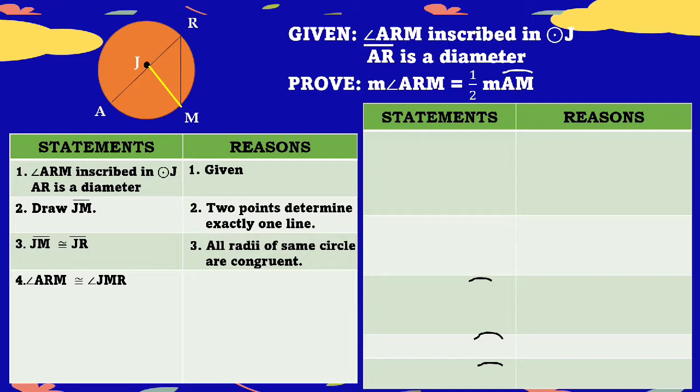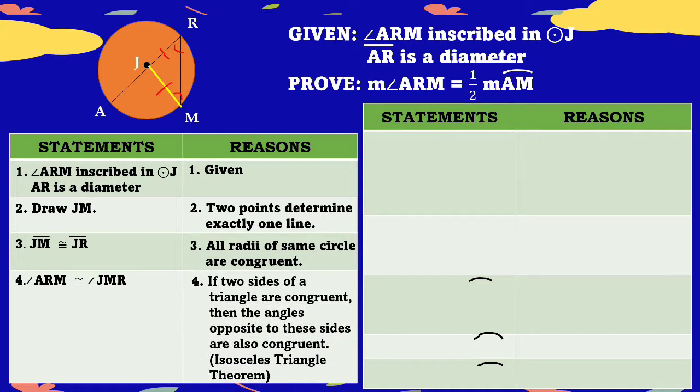According to the isosceles triangle theorem, if two sides of a triangle are congruent, then the angles opposite to these sides are also congruent. In the third statement, segment JM is congruent to segment JR. Segment JM is opposite to angle ARM, and segment JR is also opposite to angle JMR. So since the two segments are congruent, then the two angles are also congruent. Again, our reason for that is the isosceles triangle theorem.